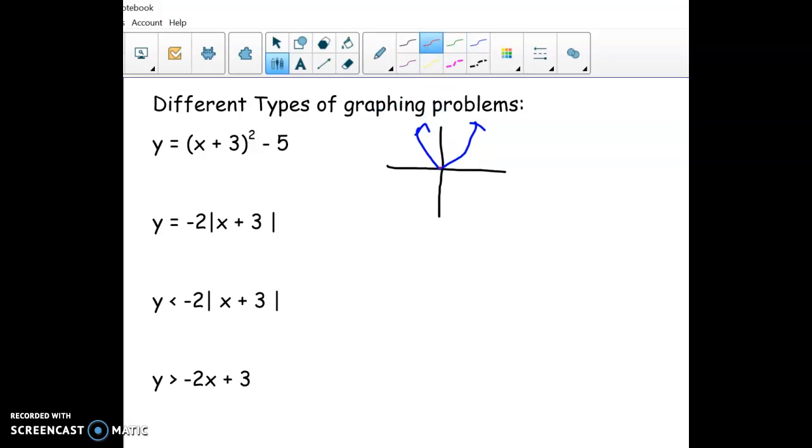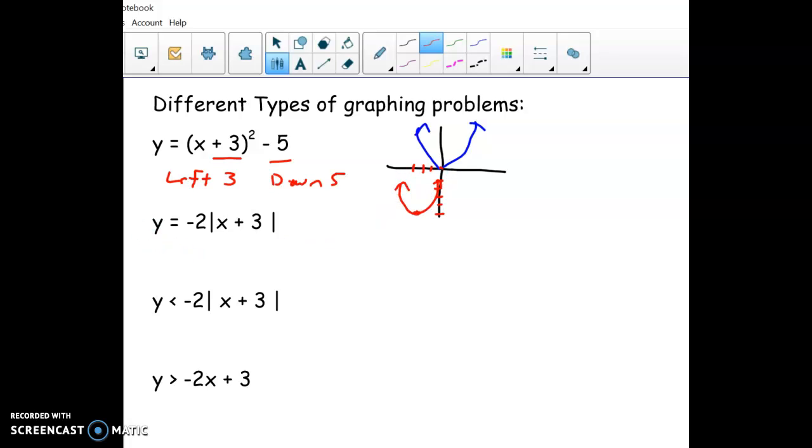So that's your base parabola, but this one would go, remember the inside makes us go left or right. So that one's going to make us go left by 3. And this one's going to make us go down 5. The end is up or down. So left 3, down 5, right? And then I just draw the parabola shape starting from there.